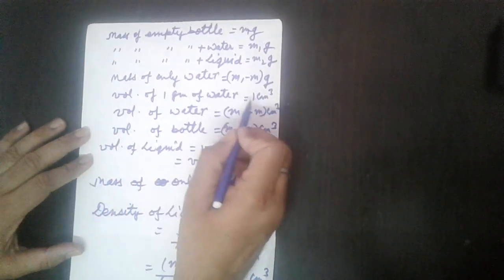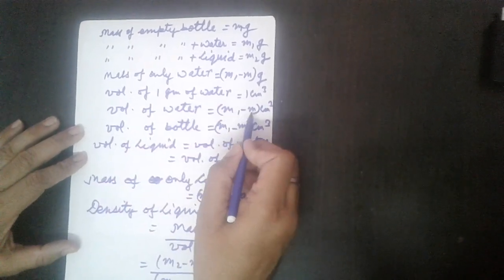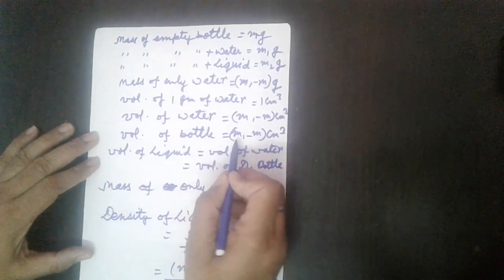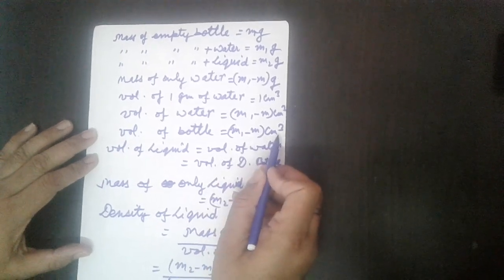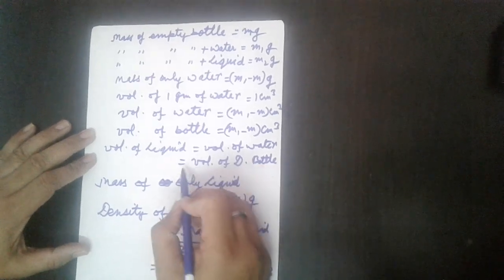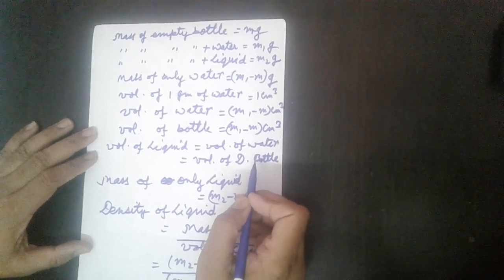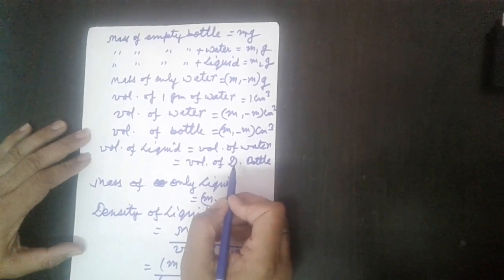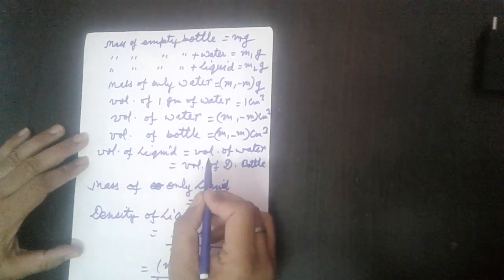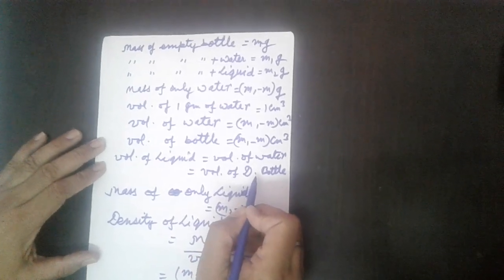Now the volume of 1 gram of water equals 1 centimeter cube. So the volume of water will be m1 minus m centimeter cube. The volume of the bottle will also be m1 minus m centimeter cube. Volume of liquid equals volume of water equals volume of density bottle. Why? Because liquid and water are filled in the same bottle. So all three will be equal.